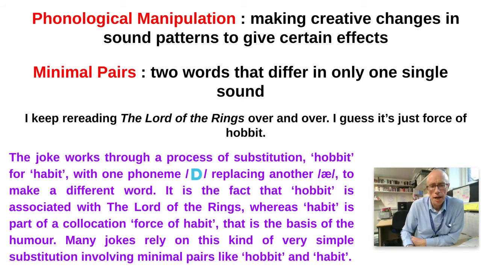Pretty terrible joke. Now, the joke works through the process of substitution. Hobbit for habit, with one phoneme, o, replacing another, a, to make a different word. It's the fact that hobbit is associated with The Lord of the Rings, whereas habit is part of a collocation, force of habit, that's the basis of the humour. So many jokes rely on this kind of very simple substitution involving minimal pairs like hobbit and habit.